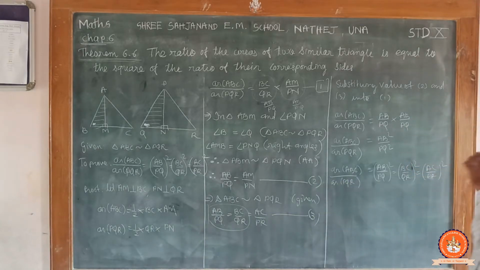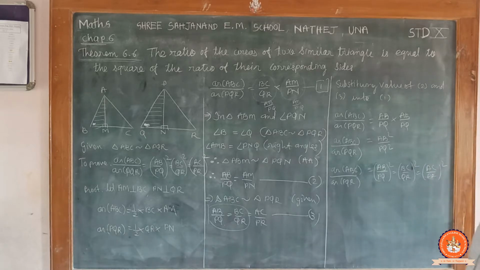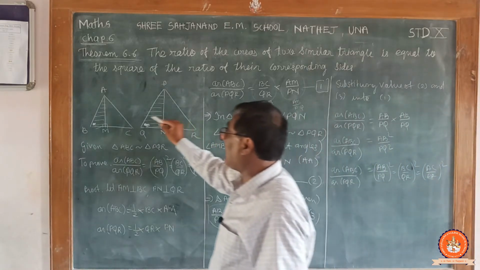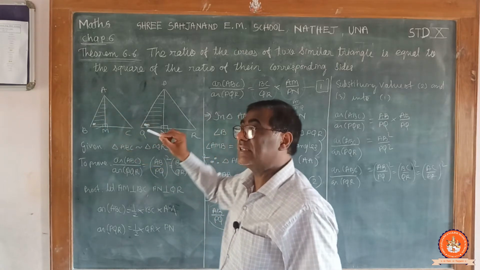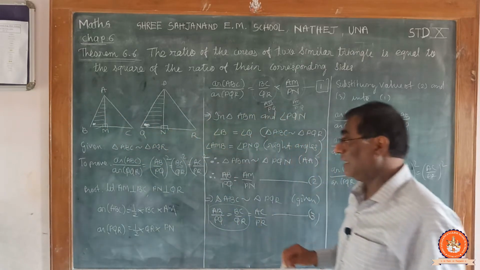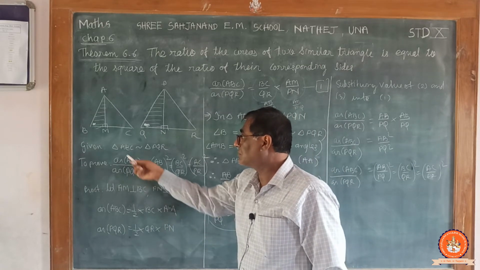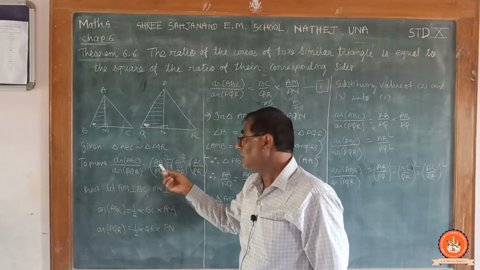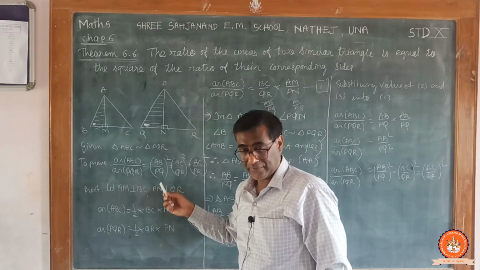Okay, now a ratio of the areas of two similar triangles, दो सिमिलर ट्राइंगल का एरिया का रेशियो उसकी कॉरस्पॉन्डिंग साइड के रेशियो के स्क्वायर के बराबर होता है. Okay, ratio of the areas of two similar triangles is equal to square of the ratio of their corresponding sides. Okay, very good.